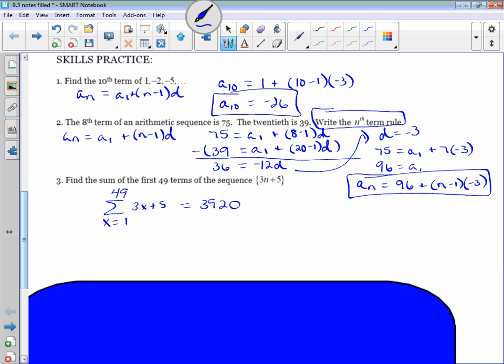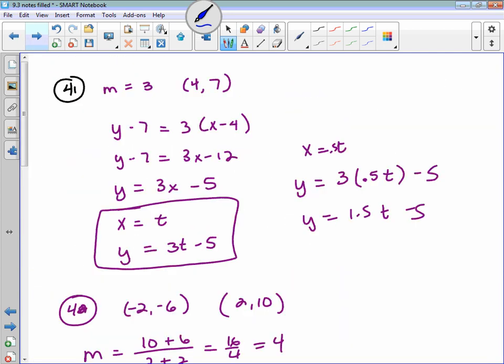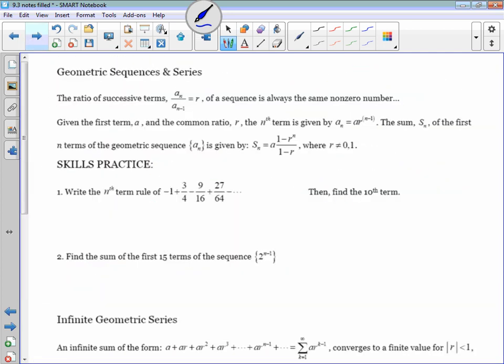Alright guys, we good so far? Okay, let's go on to geometric then. Alright. So arithmetic was when you were adding or subtracting things. Geometric are when you're multiplying by some ratio. If you ever need to find the ratio, that's this formula right here: a sub n over a sub n minus 1. That means if you take any term divided by the term right before it, you'll get the ratio.